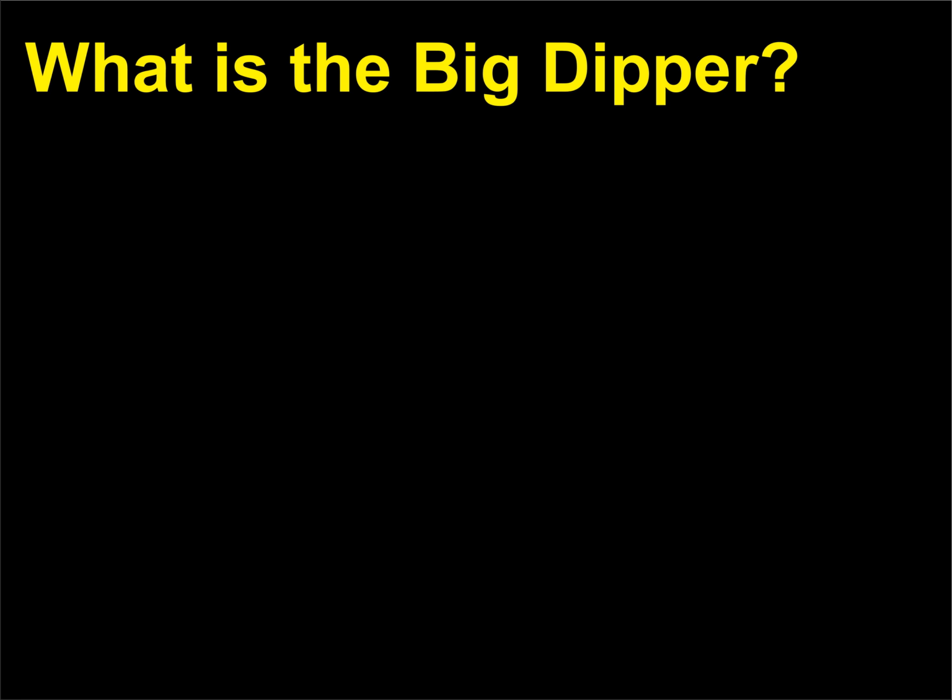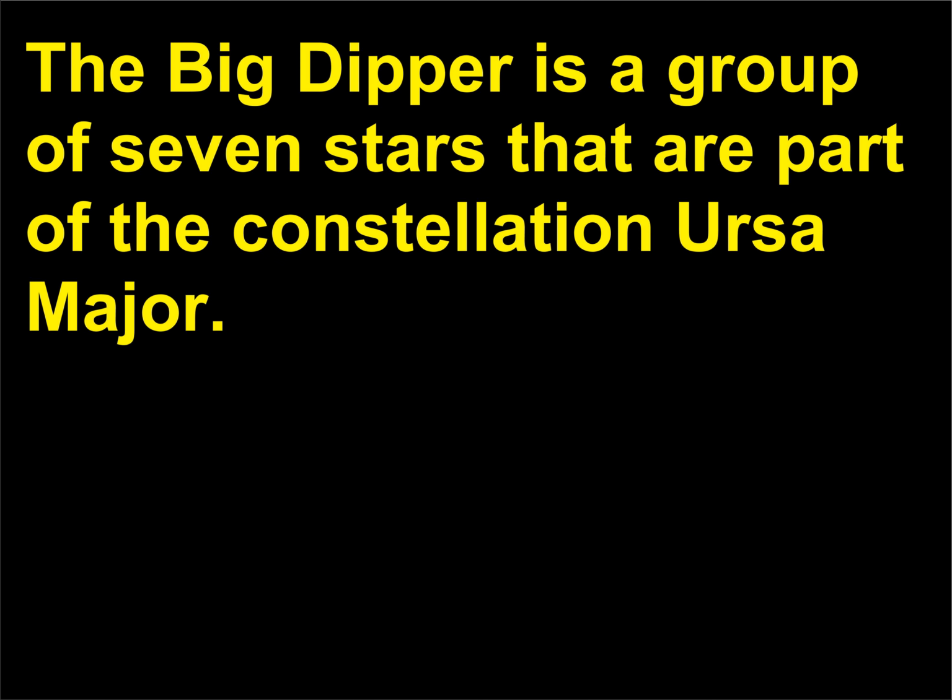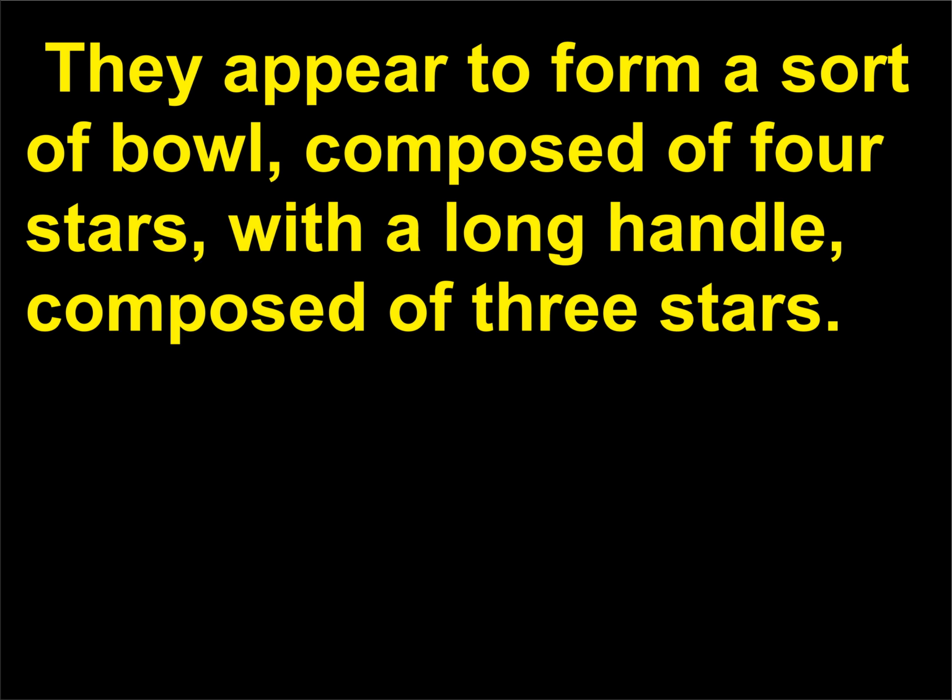What is the Big Dipper? The Big Dipper is a group of 7 stars that are part of the constellation Ursa Major. They appear to form a sort of bowl, composed of 4 stars, with a long handle, composed of 3 stars. The group is known as the Plough in Great Britain.